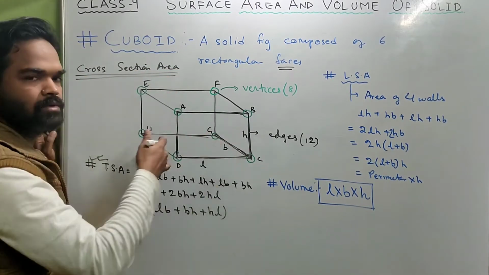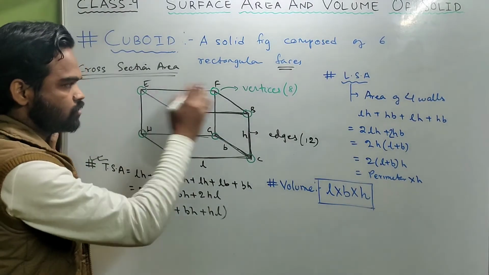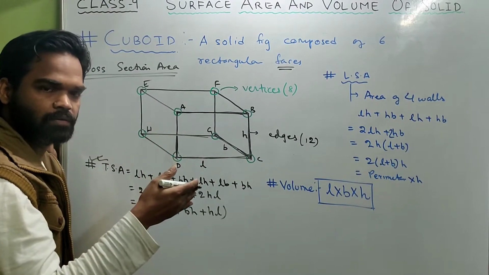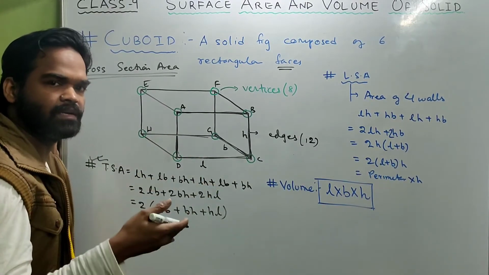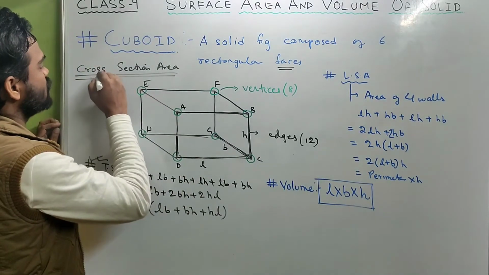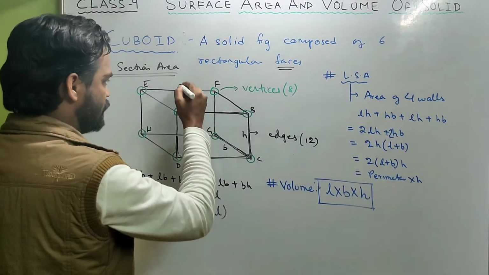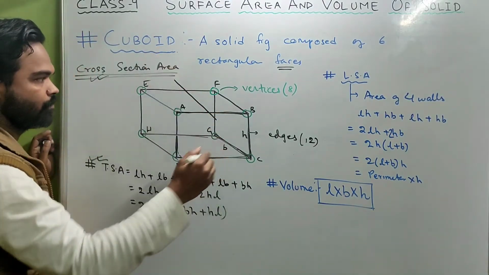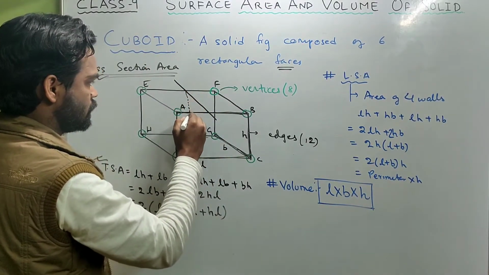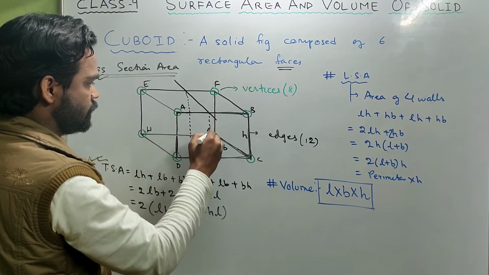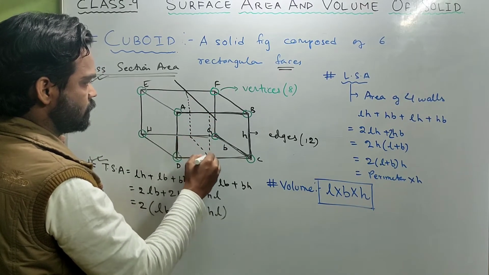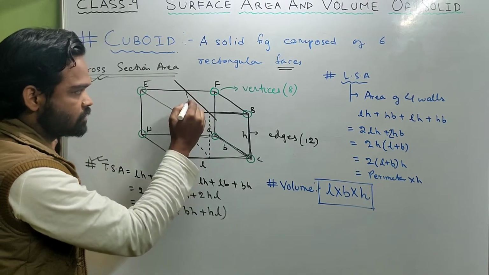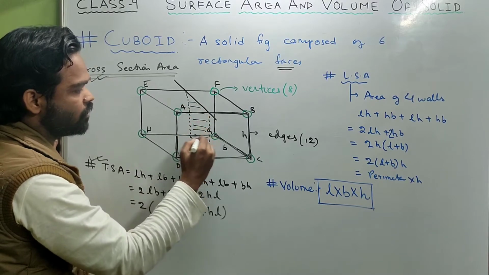Now, this is a solid figure. If we cut this solid figure perpendicular to its length, breadth or height, then the surface exposed is known as cross section area. For example, if you cut it like this, then look carefully, this portion will be exposed to us, isn't it? So this is your area of cross section.